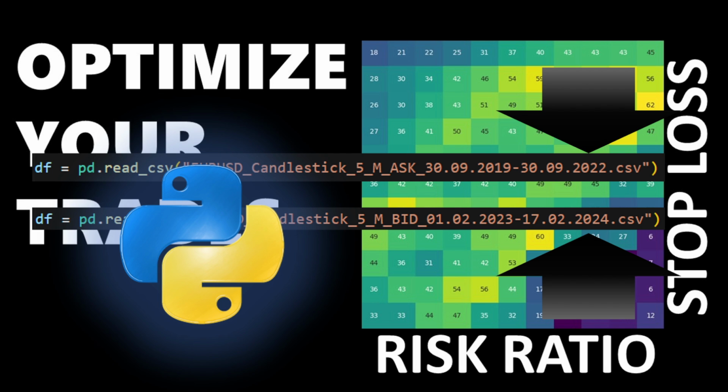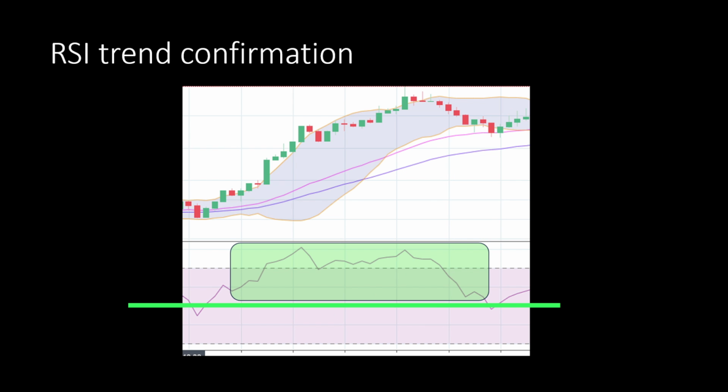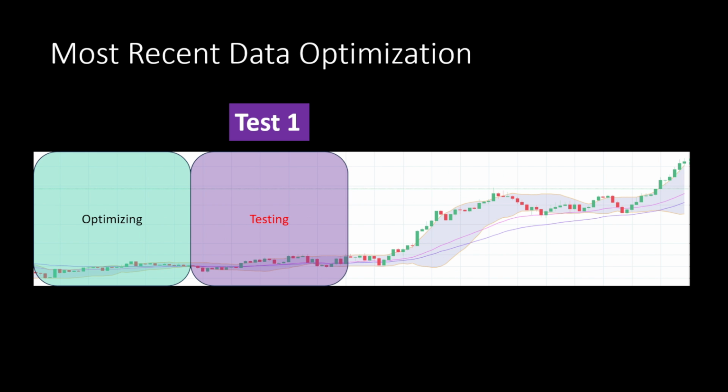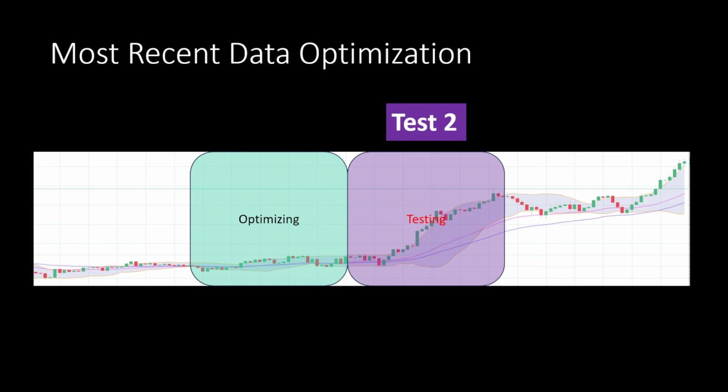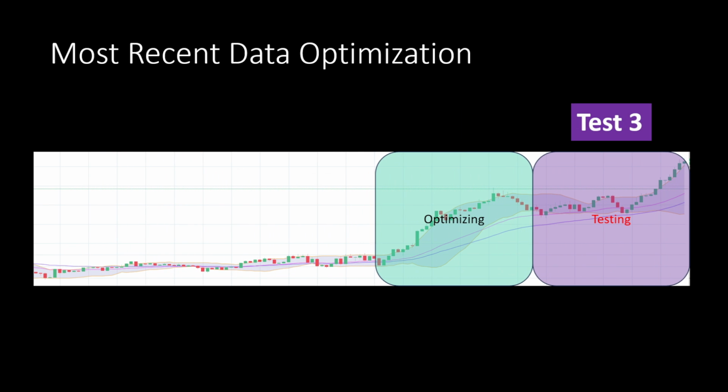So now we will go through the Python code and we will be adding the RSI-based indicator. I will also show you how to apply forward multiple testing and the break-even trade management.